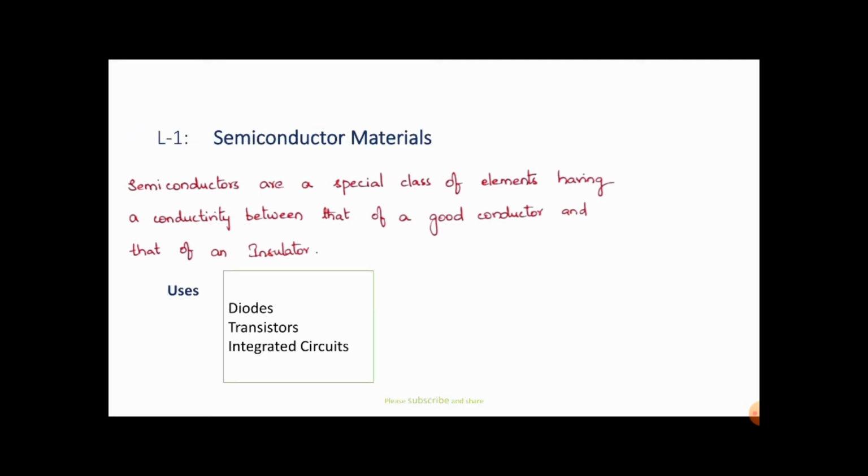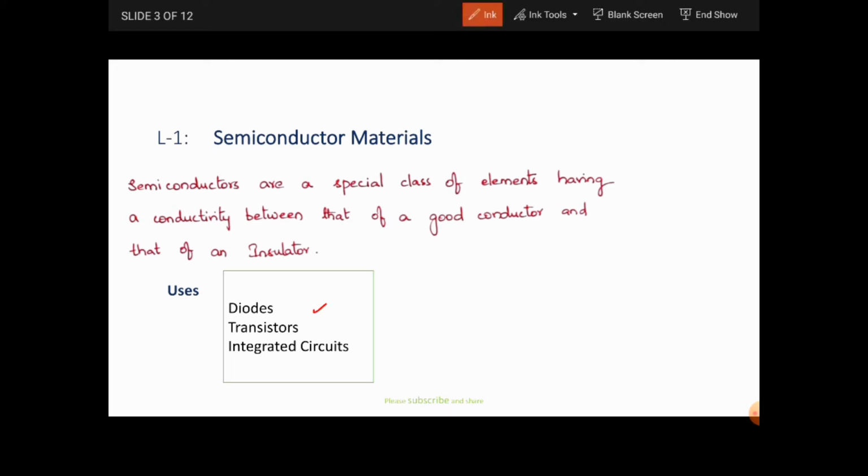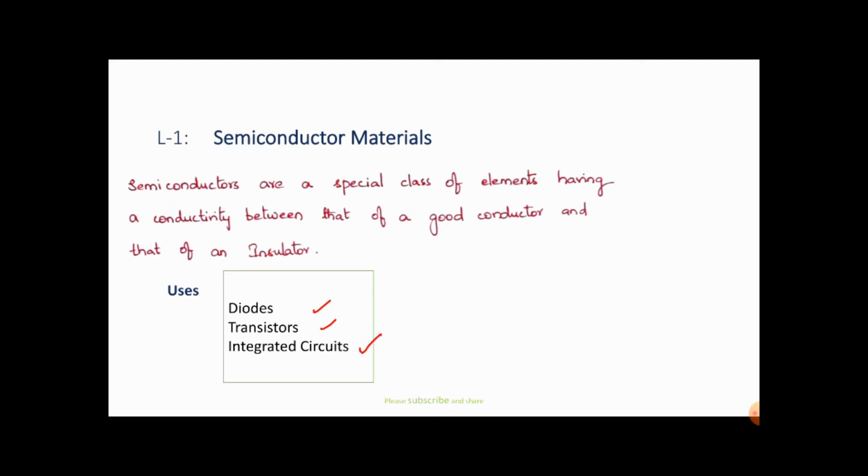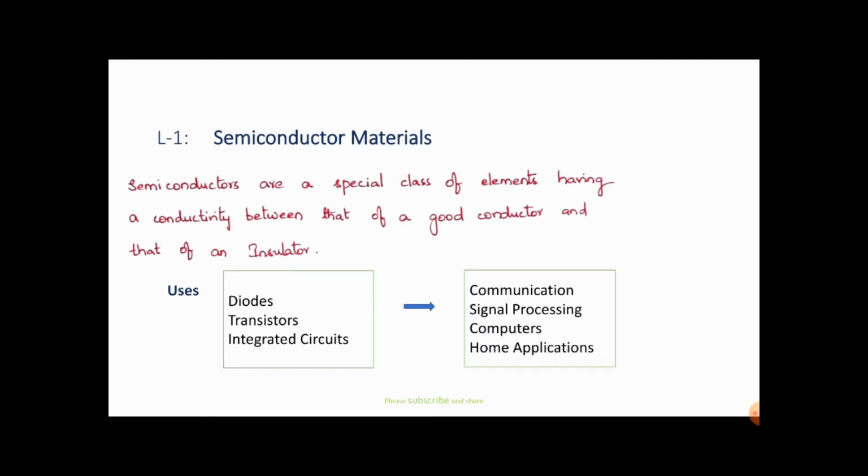So where do we use these semiconductors? These semiconductors are used to manufacture various kinds of electronic devices such as diodes, transistors and integrated circuits (ICs), which are in turn used in communication equipment, signal processing equipment, computers and also in home applications.